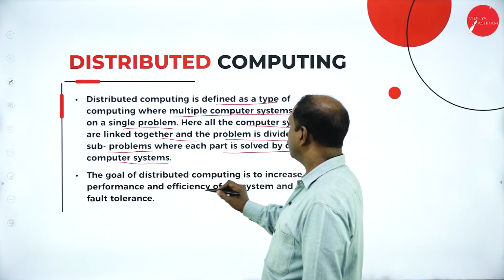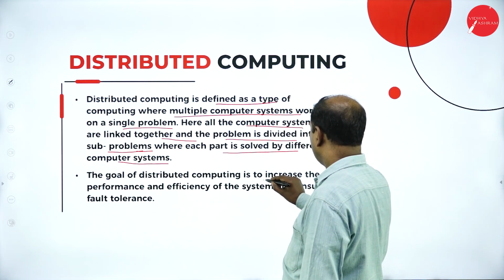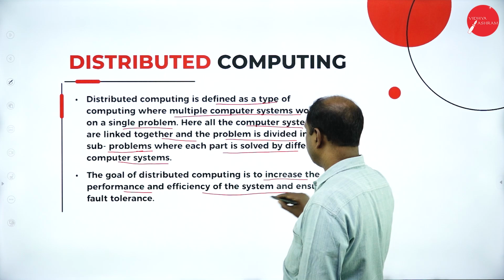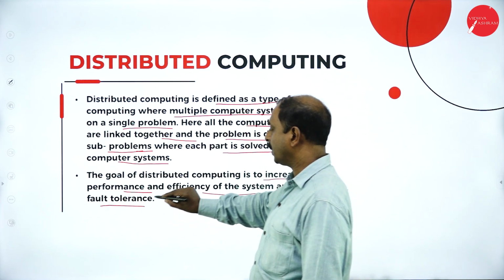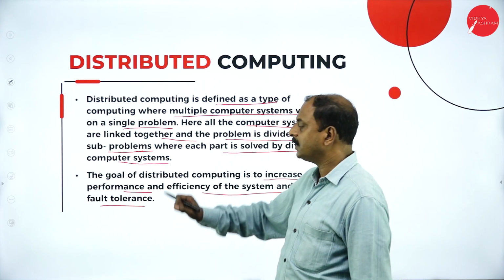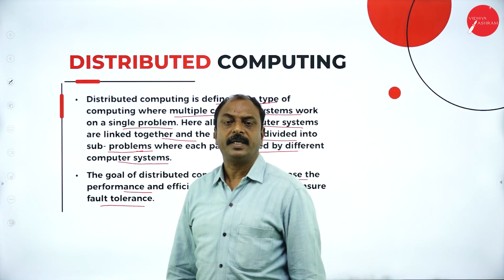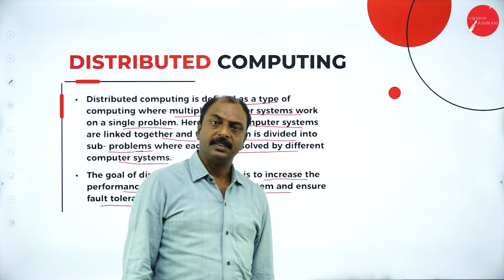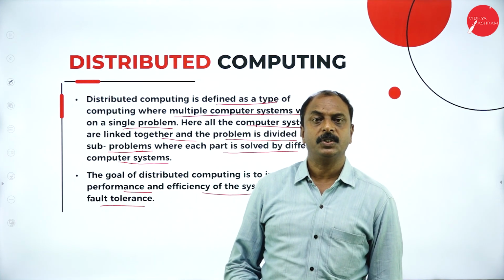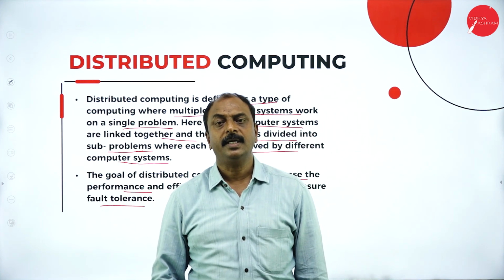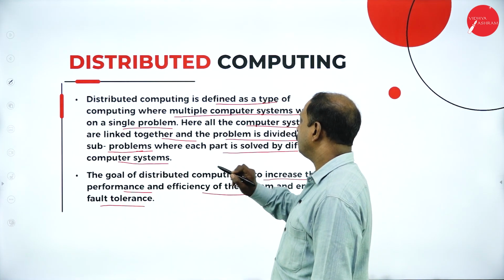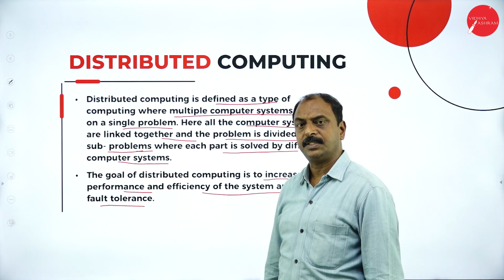The goal of the distributed computing system is to increase the performance and efficiency of the system and ensure fault tolerance. What is the meaning of fault tolerance? Suppose any of the systems is not working or doesn't respond, the same module or sub-program can be executed or processed by some other system. So that is the goal of a distributed computing system.